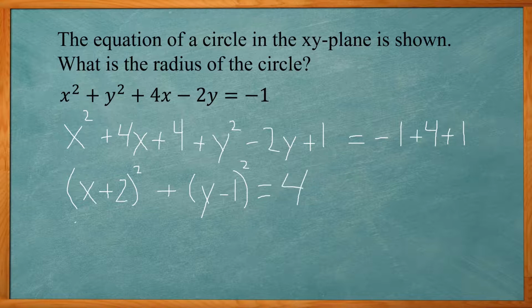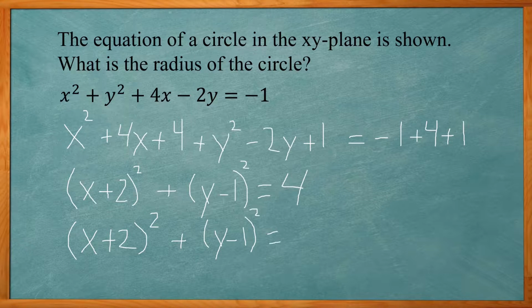Okay, so let me rewrite it with the radius squared. So I have (x plus 2) squared plus (y minus 1) squared equals, now 4 is really what, 2 squared. I can rewrite it as that. So our radius is going to be 2. And our center is going to be negative 2, 1.